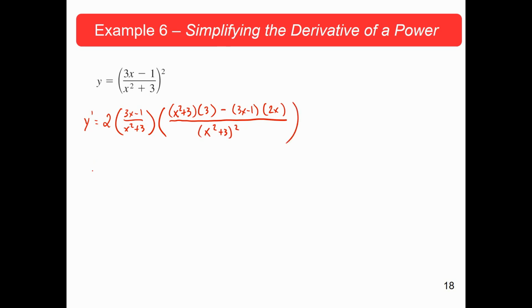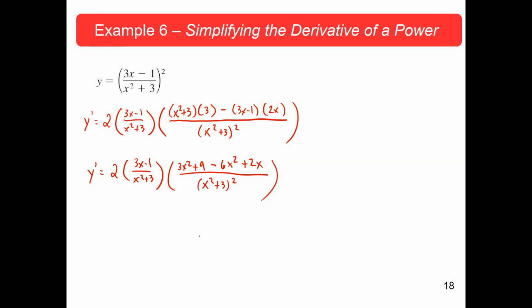So we're going to have 2 times 3x minus 1 over x squared plus 3. Up here we're going to have 3x squared plus 9 minus 6x squared plus 2x all over x squared plus 3 squared. Does everybody see where that came from? We distributed the 3 to get the 3x squared plus 9. We distributed the 2x with the minus sign. So 2x times 3x is 6x squared, making a minus sign. 2x times negative 1 is negative 2x, but the minus sign makes it plus 2x.